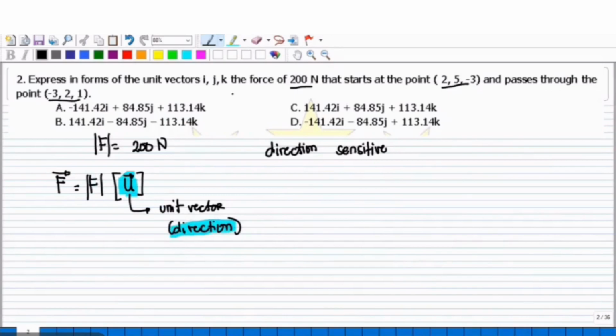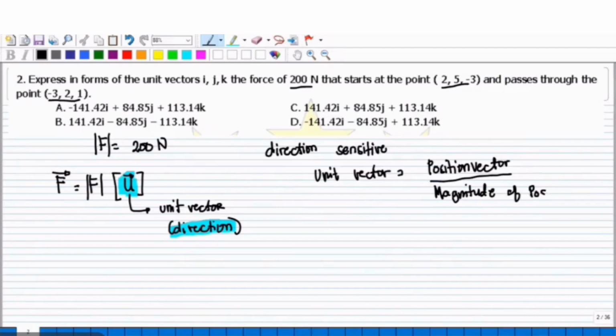But however, what is our unit vector? Okay, unit vector is what? So this is equal to your position vector all over your magnitude. Magnitude ng ano? Magnitude ng position vector.